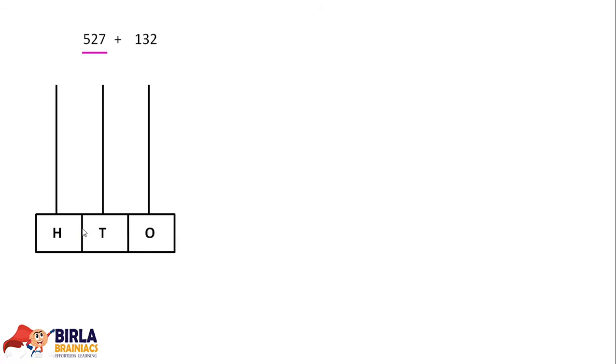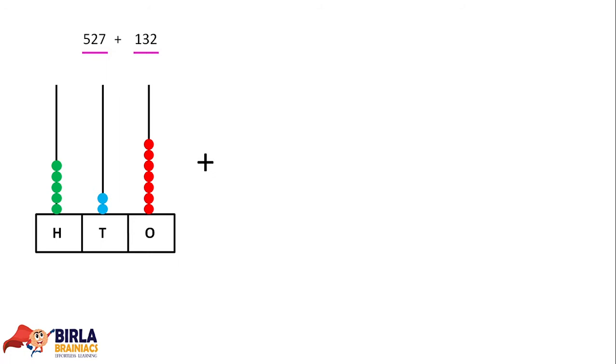So let us consider the first number 527. 7 is in the ones place, so let us put 7 beads in the ones rod. 2 is in the tens place, so 2 in the tens rod, and 5 is in the hundreds place, so 5 beads in the hundreds rod. We are going to add it with the second number.